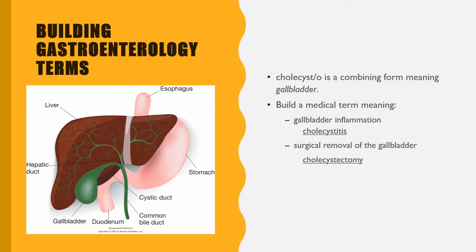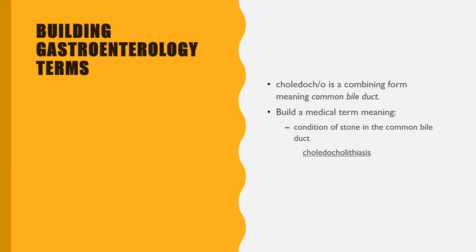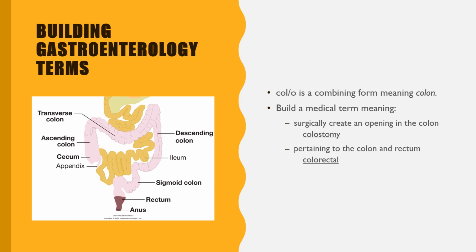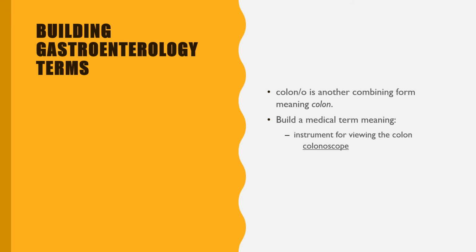Cholecysto is a combining form that means gallbladder. Gallbladder inflammation is cholecystitis. Surgical removal of the gallbladder is cholecystectomy. Choledocholithiasis is a condition of a stone in the common bile duct. Colostomy is to surgically create an opening in the colon. Colorectal is pertaining to the colon and the rectum. A colonoscope is an instrument for viewing the colon.